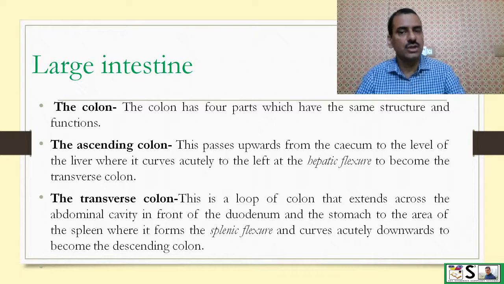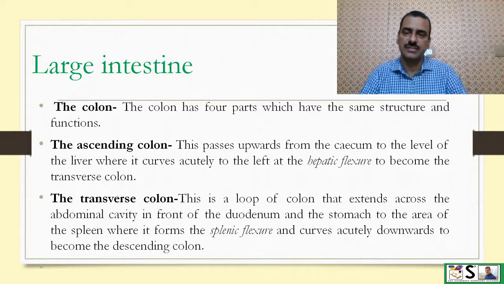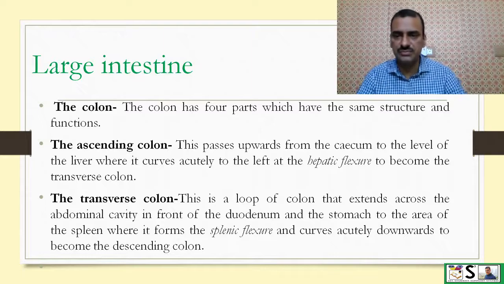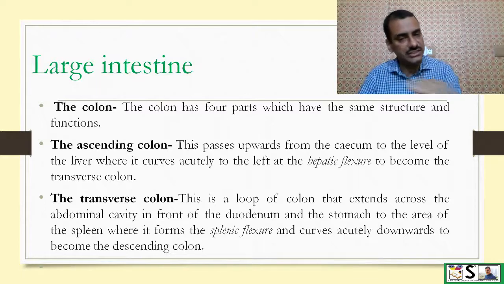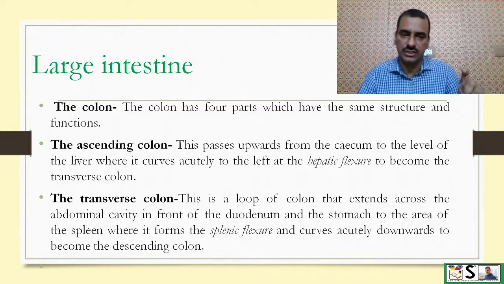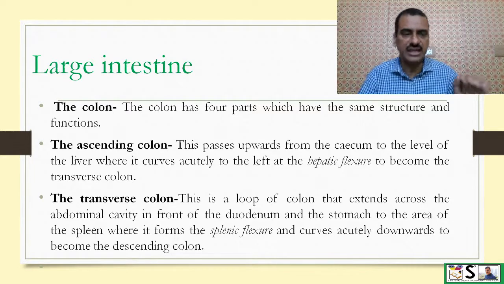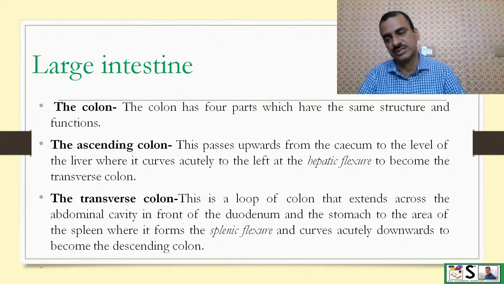Now colon. The colon has again 4 parts which have same structure and functions. Ascending colon. This passes upwards from cecum to the level of liver where it curves to the left at the hepatic flexure to become transverse colon. Then there is transverse colon. This is a loop of colon that extends across the abdominal cavity in front of duodenum and the stomach to the area of spleen where it forms splenic flexure and curves acutely downwards and becomes descending colon.